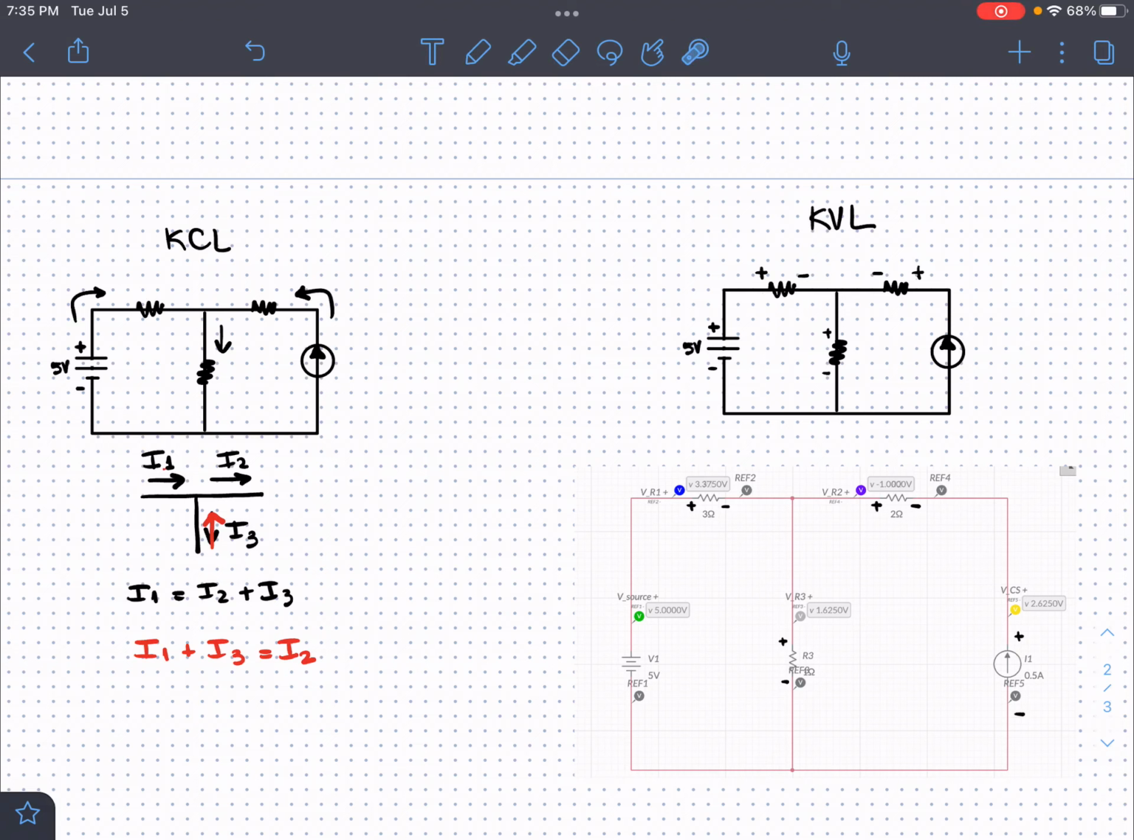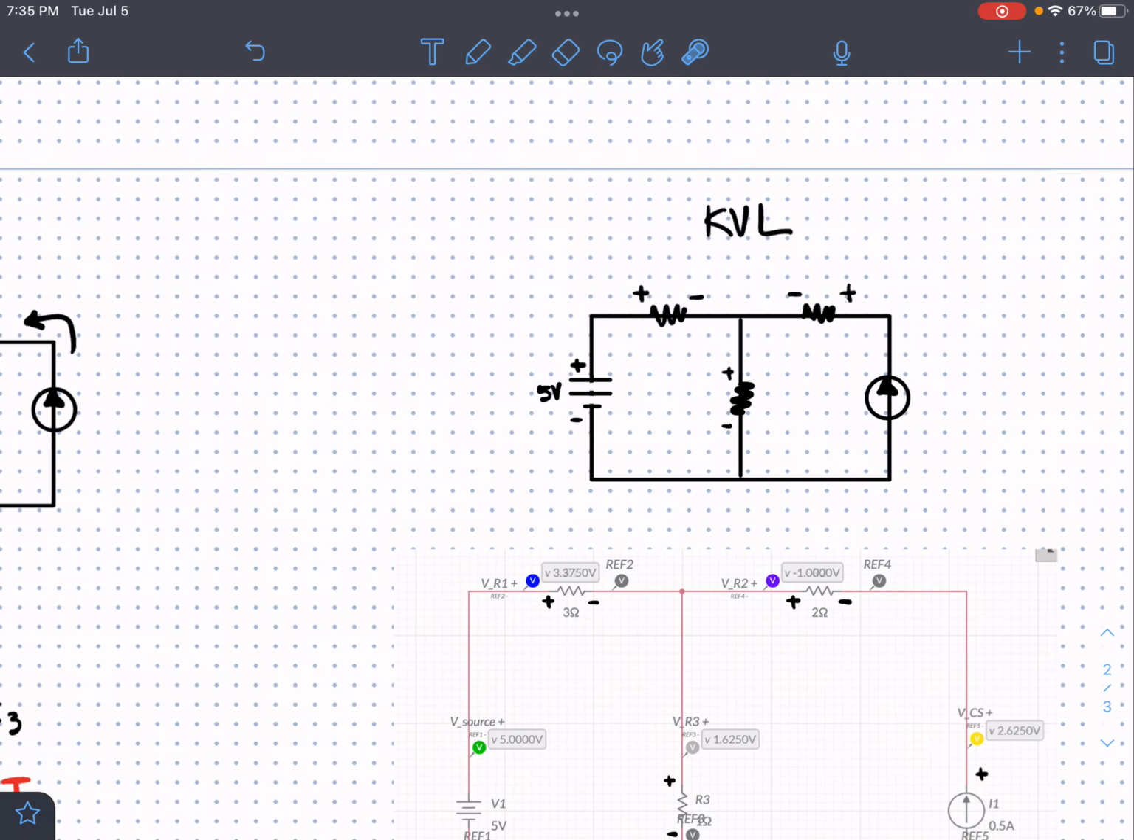So now that we have already seen Kirchhoff's current law, we're going to focus on Kirchhoff's voltage law. Kirchhoff's voltage law states that the sum of all the voltages in a loop is going to equal 0. Something important to have in mind is that each one of the components of a circuit is going to have a different potential across it.